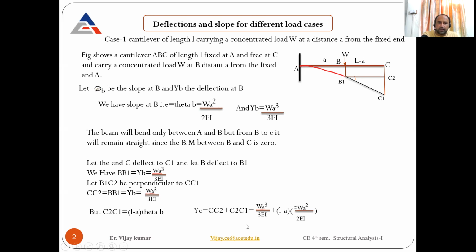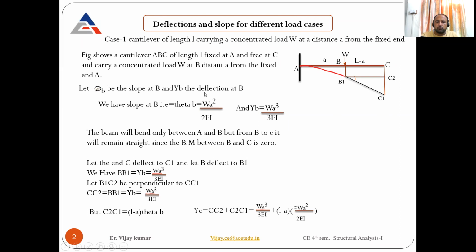As you can see, this is a cantilever beam in the diagram. In a cantilever beam, one side is a fixed end and the other is a free end. The length is L, carrying a concentrated load W, not at the mid-center, but at a distance A from the fixed end. We need to calculate the deflection at C and the slope at C. These are the things we need to find in this problem.